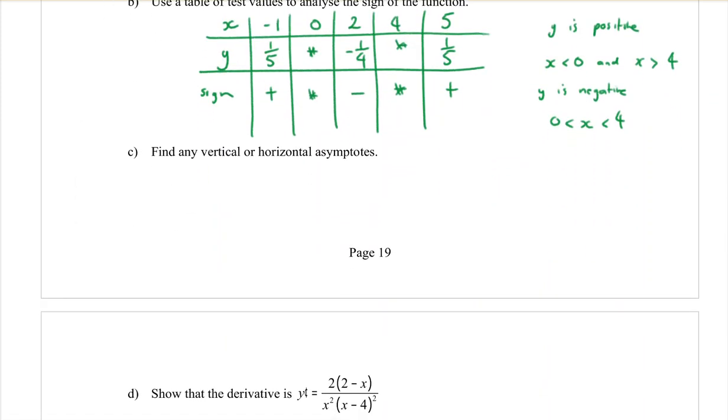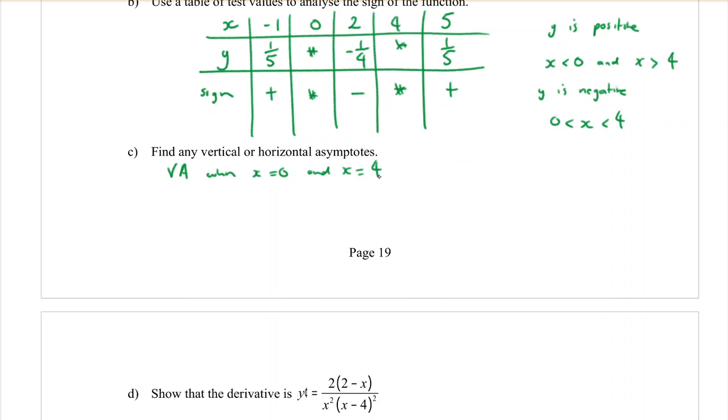Question C, part C. Find any vertical or horizontal asymptotes. Let's identify it. The vertical asymptotes are when x equals 0 and x equals 4. Okay, if it comes out in the original y equals equation that we can't have a certain value, it's going to be a vertical asymptote. But the horizontal asymptotes, I need to divide through by the highest power of x on my denominator.